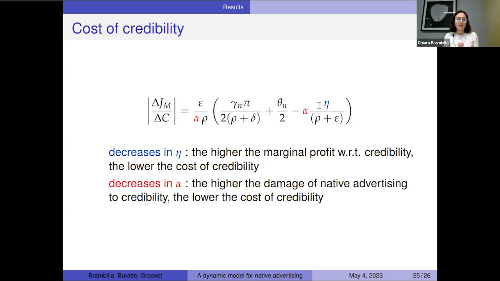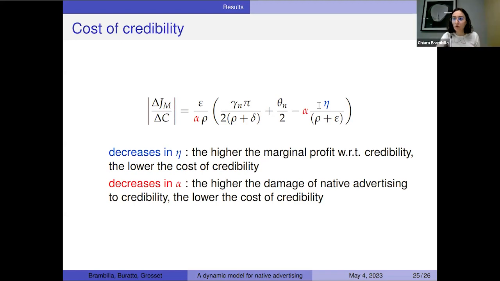And what we have obtained is that native advertising may be optimal for the media outlet when the damage to its credibility is low enough, but also in this situation, it may happen that the credibility of the media outlet becomes zero at a finite time. And this happens because of the damage to its credibility. So admitting or not native advertising is a hard choice, because it's not just a matter of profit, it needs also to be a matter of credibility. So this is what we have found.